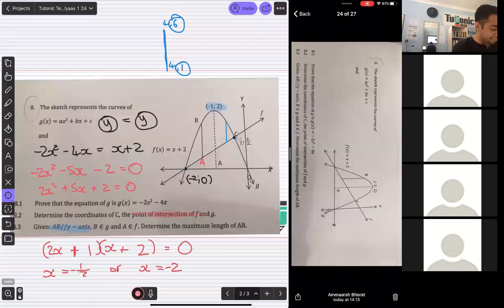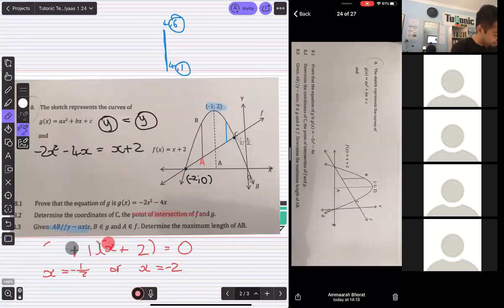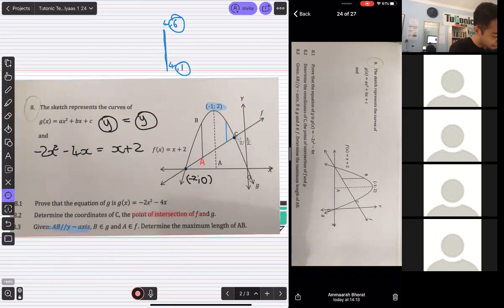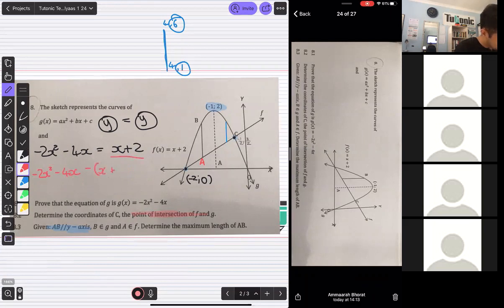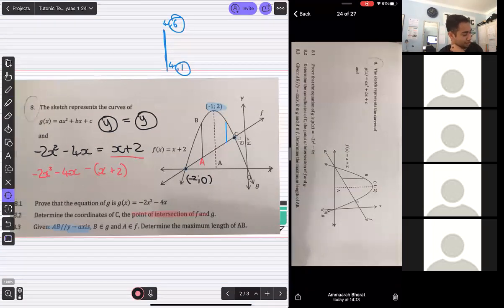So do you guys agree that if I wanted to write an expression for AB, we're just saying that AB is just the parabola minus the straight line graph. So isn't the equation for AB minus 2x squared minus 4x minus x plus 2? Because isn't this the y value of the parabola? And isn't this the y value of the straight line graph?